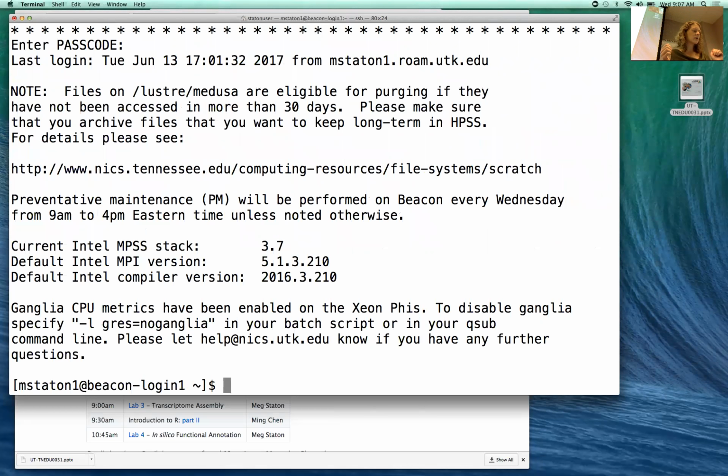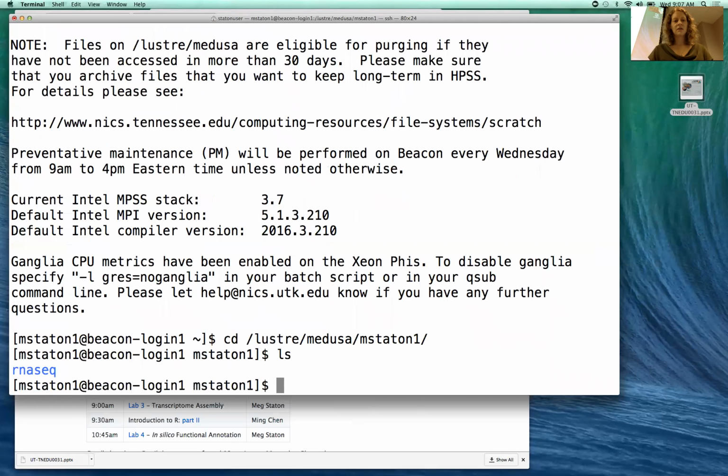And we can probably do this from the login node for right now, because as soon as we get done with this, we're going to move into a lecture. So from here, I'm going to cd to lustre medusa, and then your student name. At this point, you should be able to see your RNA-seq directory.